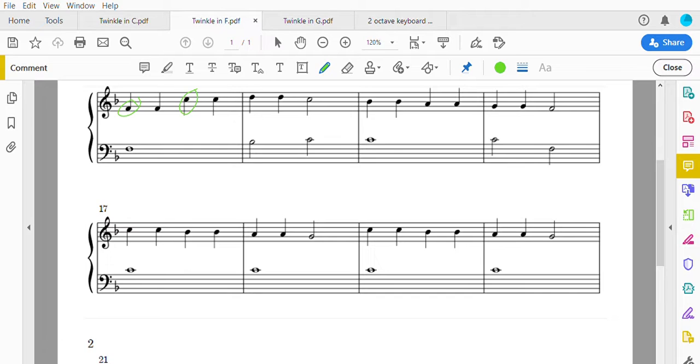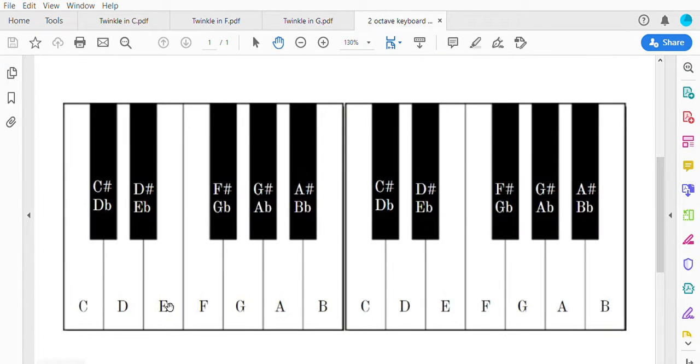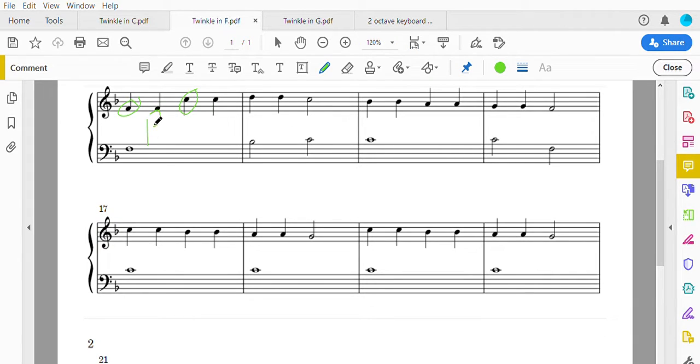The distance from this first note to this next note is from an F to a C. We hop over to the keyboard. We have F to C. We have 1, 2, 3, 4, 5. So we have a perfect fifth there, a P5.